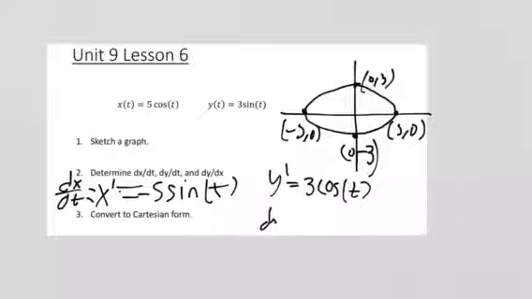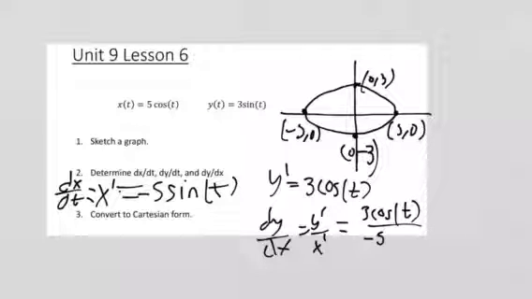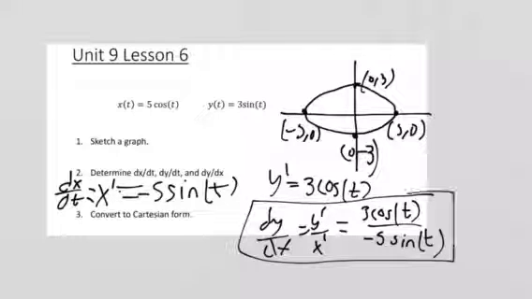So then dy/dx, in this case, is going to be y prime over x prime, right? dy/dt over dx/dt. So we get 3 cosine t divided by -5 sine t. That is our dy/dx. This determines the slope of our curve.